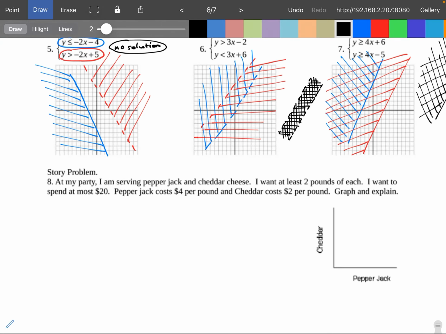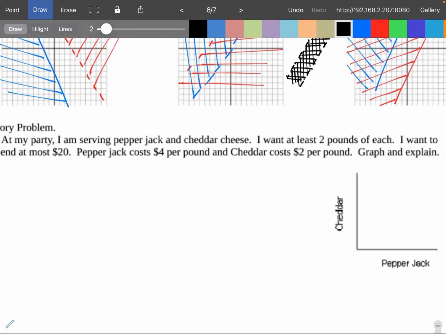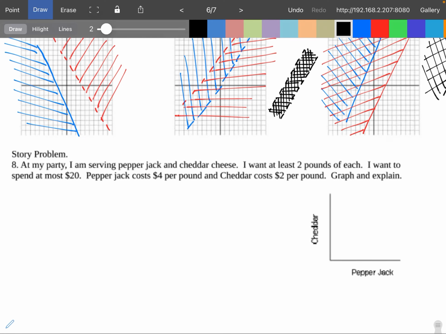Did that help? So the double shaded part would be over there. So any point in that double shaded region would be a solution. All right, let's do the story problem.